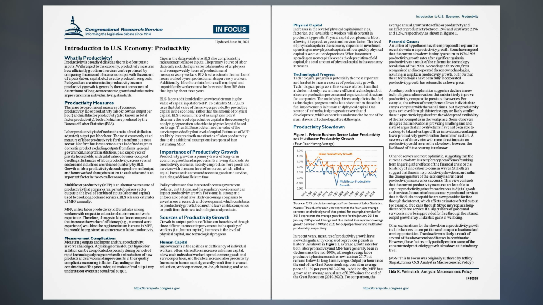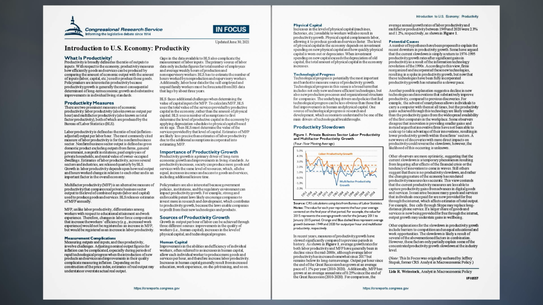Productivity measures. There are two prominent measures of economic productivity: labor productivity, also known as output per hour, and multi-factor productivity, also known as total factor productivity, both of which are produced by the Bureau of Labor Statistics, BLS. Labor productivity is defined as the ratio of real, inflation-adjusted, output per labor hour. The most commonly cited measure of labor productivity is for the non-farm business sector.